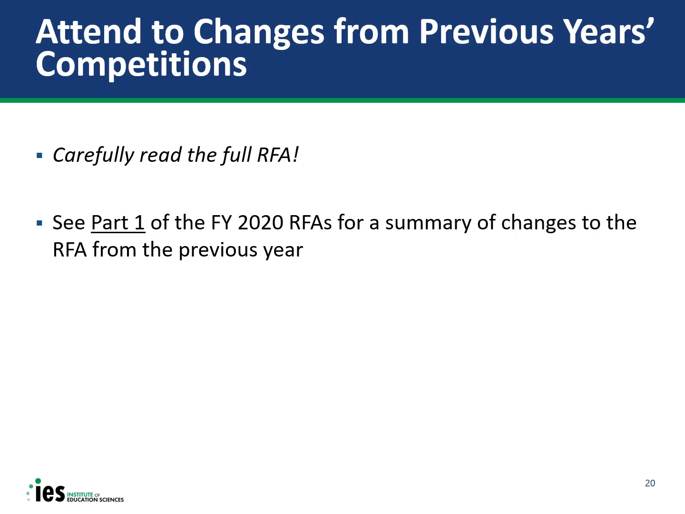Each year, there are changes made to the RFAs. Part 1 of the RFA will include a summary of those changes. We urge you to pay careful attention to these changes, particularly if you have applied to IES in the past and you may be resubmitting an application. One change that we do want to make sure you are aware of is that there is a separate IES submission guide that lays out the full submission process and provides information about how to apply via grants.gov. Every applicant will need to review that document in addition to the request for applications under which they are applying.